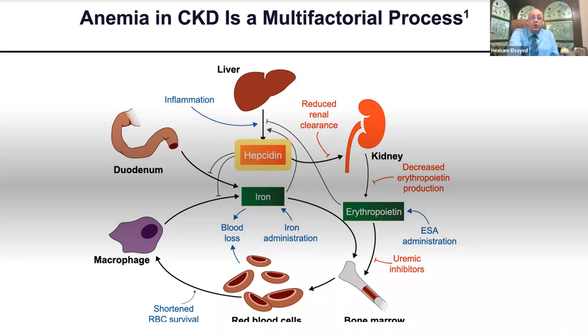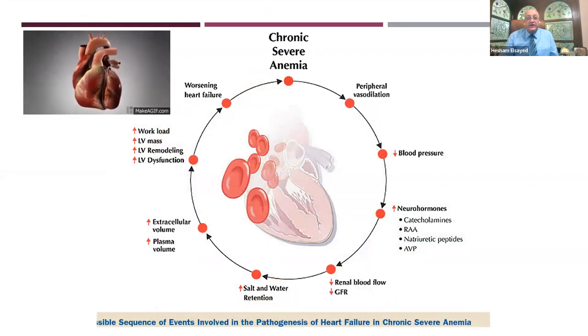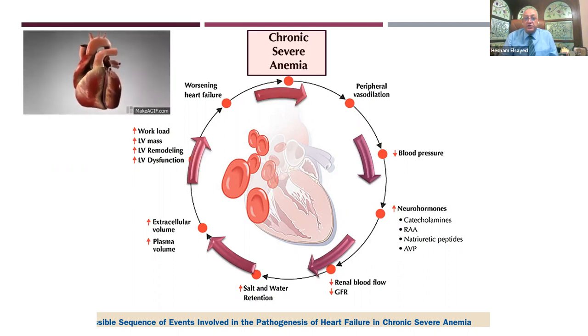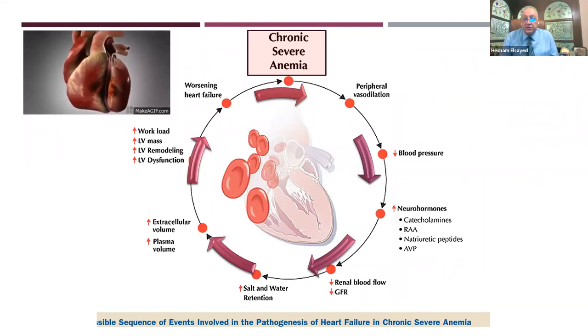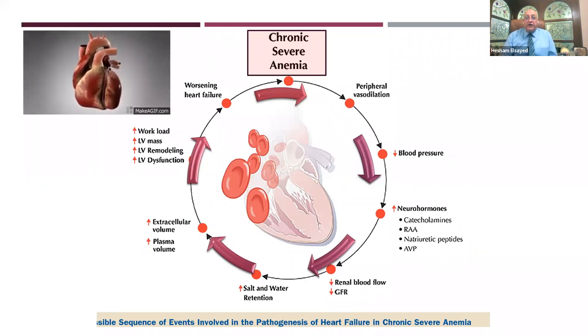If the hemoglobin level is low out of proportion to the estimated GFR, for example, if you have estimated GFR stage one or two and the patient is truly anemic, we have to think about causes other than CKD and erythropoietin. In chronic severe anemia, the probability of heart failure is high, and there are a lot of mechanisms for that: peripheral vasodilatation, decreased blood pressure, especially diastolic pressure, increased neurohormones, catecholamines, renin and others, and decreased renal blood flow, so it is a vicious circle. Increased salt and water retention and extracellular and plasma volume ultimately lead to left ventricular hypertrophy and dysfunction. On the other hand, patients with heart failure have a chronic inflammatory disorder, aggravating the anemia and the resistance to therapy.